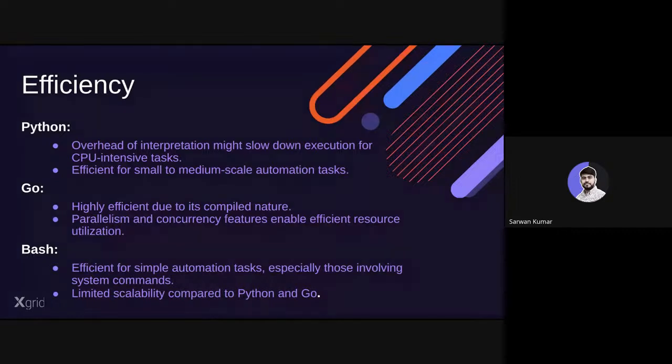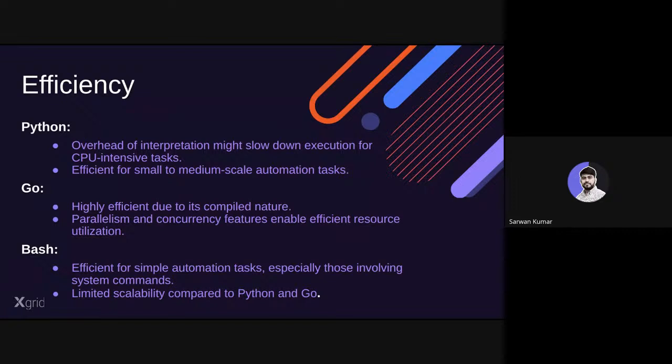And in Go, it's highly efficient due to its compiled nature, as I discussed earlier. First it compiles our code into bytecode, and in that way it becomes more efficient. It supports parallelism, concurrency features, and efficient resource utilization as well. So whenever we have an application or task which requires high parallelism or high concurrency, we can use Go for that purpose.